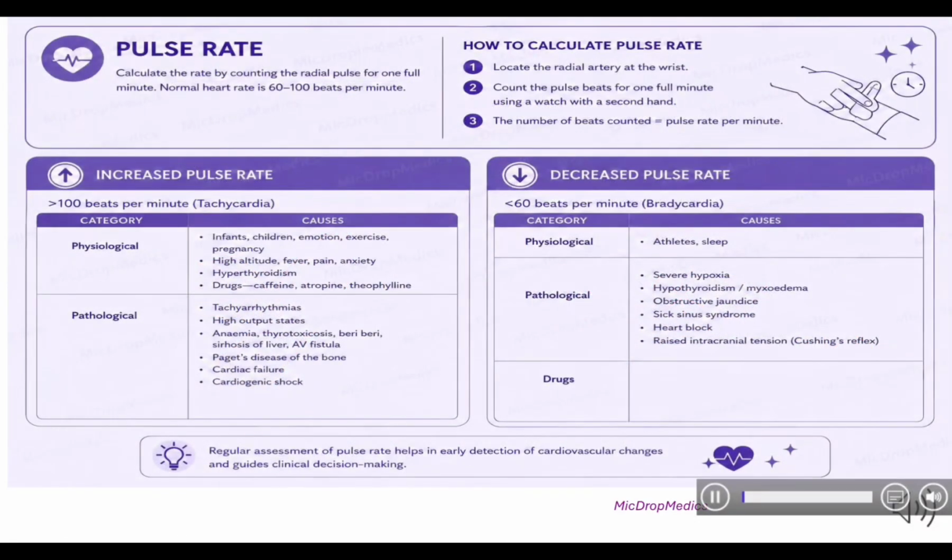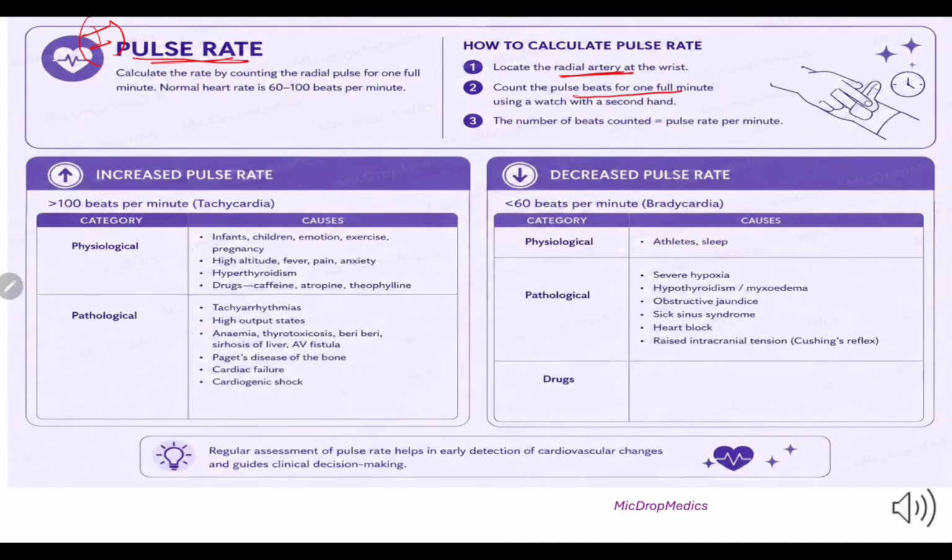Now let's look at the first characteristic, that is your pulse rate. To calculate it accurately at the bedside, locate the radial artery and count the beats for 1 full minute using a wristwatch with a second hand. Don't shortcut it by counting for only 15 seconds and then multiplying it by 4 because you will completely miss subtle rhythm changes or an irregular pulse. A normal resting heart rate is 60 to 100 beats per minute. If it climbs over 100, we call it tachycardia. If it drops below 60, it's bradycardia.